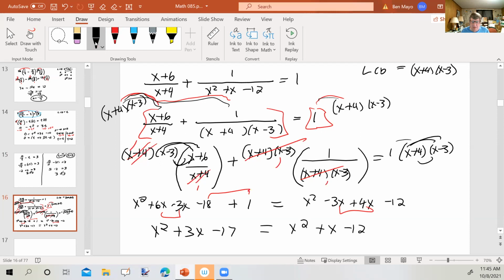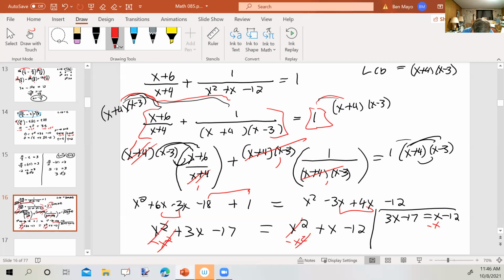Well, it appears that I have a second degree equation. So I'm going to put everything on the left side of the equation set equal to 0. So I'm going to start out by subtracting x squared from both sides. However, when I do that, the x squareds cancel on both sides and I end up with the following equation. 3x minus 17 equals x minus 12. Well, this is no longer a second degree equation. Now it's a first degree equation. So to solve it, the strategy changes. I'll put x's on the left.